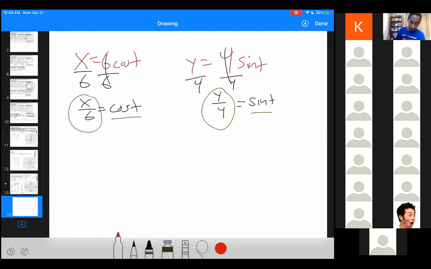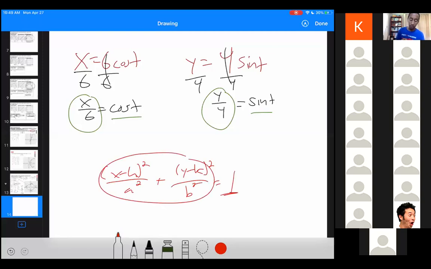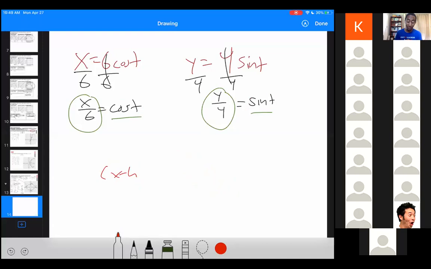We need that to look like x minus h squared over a squared plus y minus k squared over b squared equals 1. You have this, which looks similar to that. What trig identity connects cosine and sine to look like that? Sine squared plus cosine squared equals 1? Yes, very good. Thank you. Take us home.